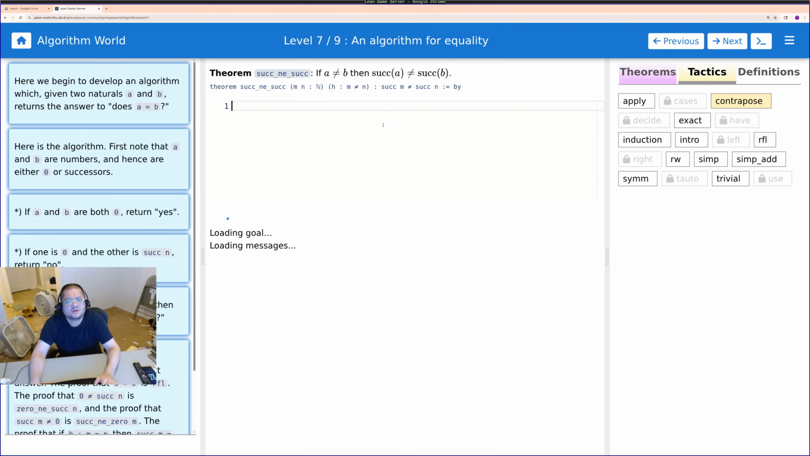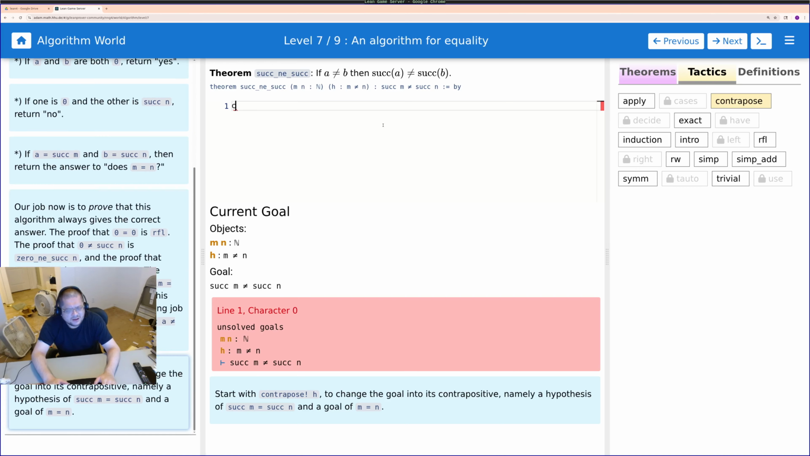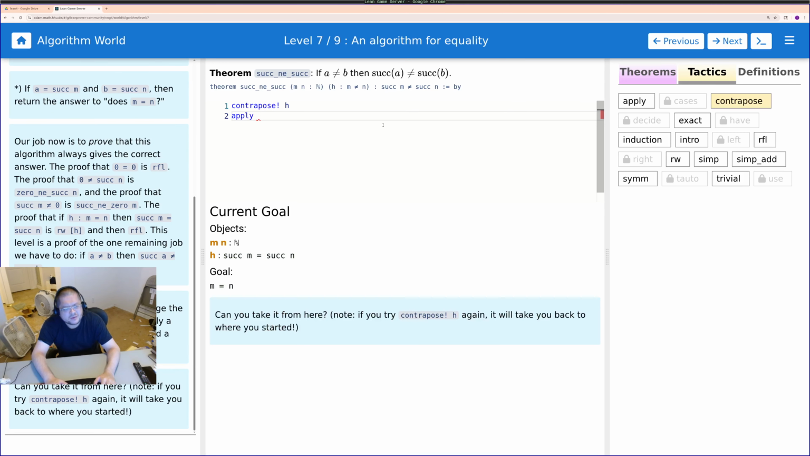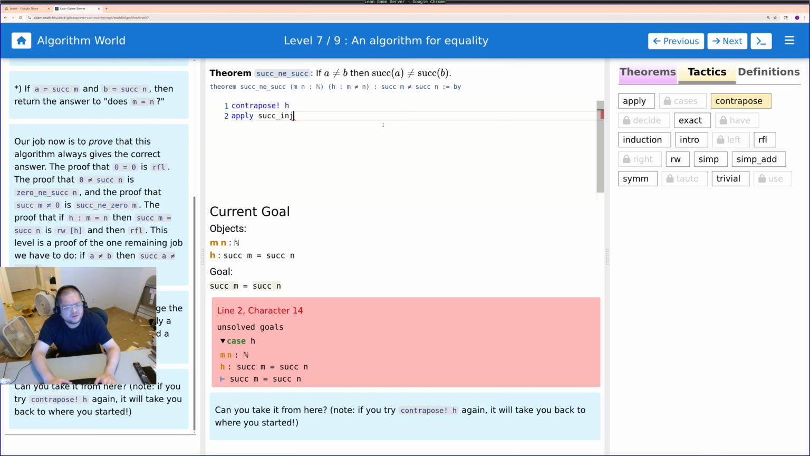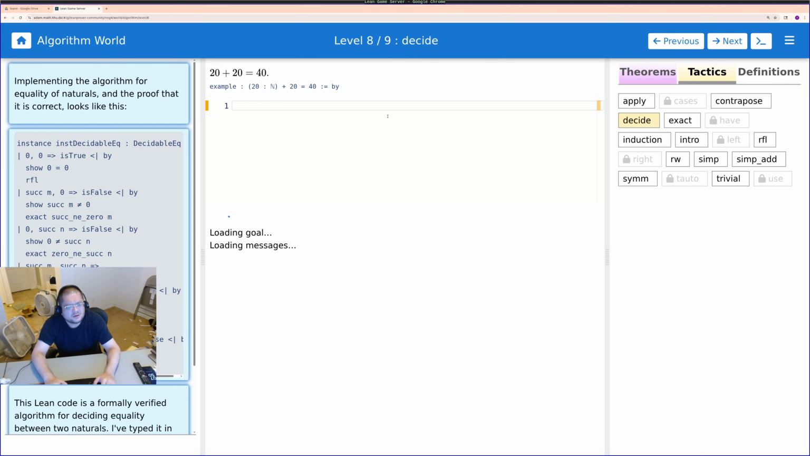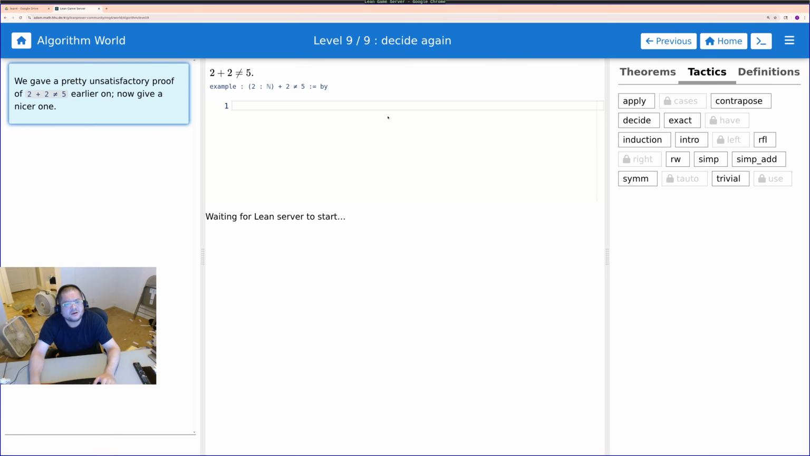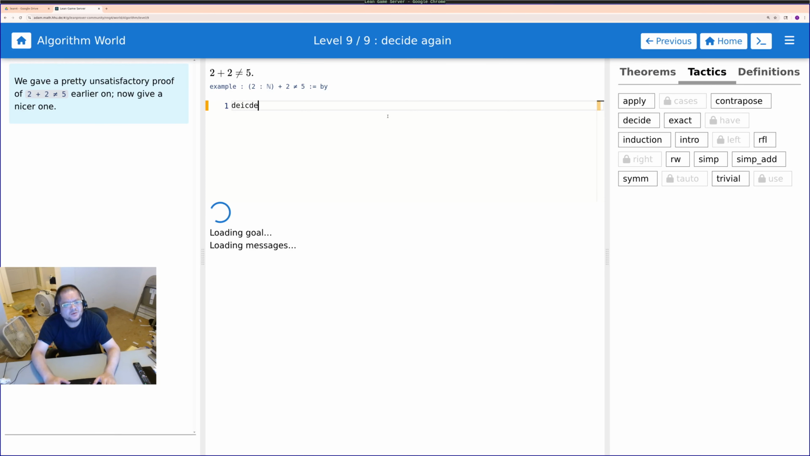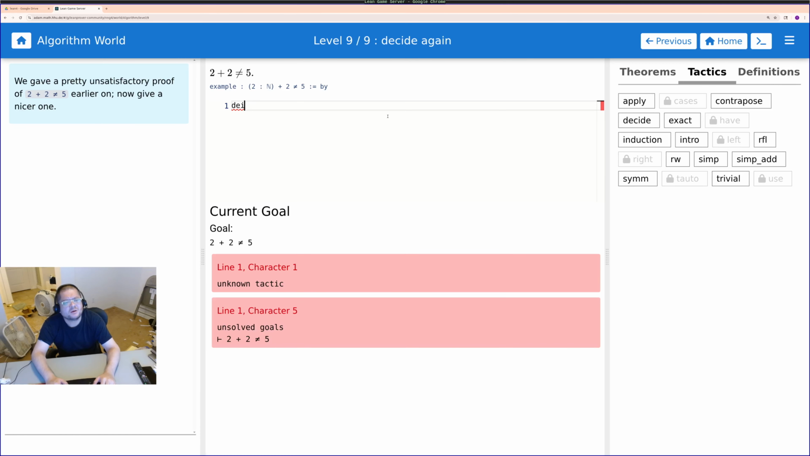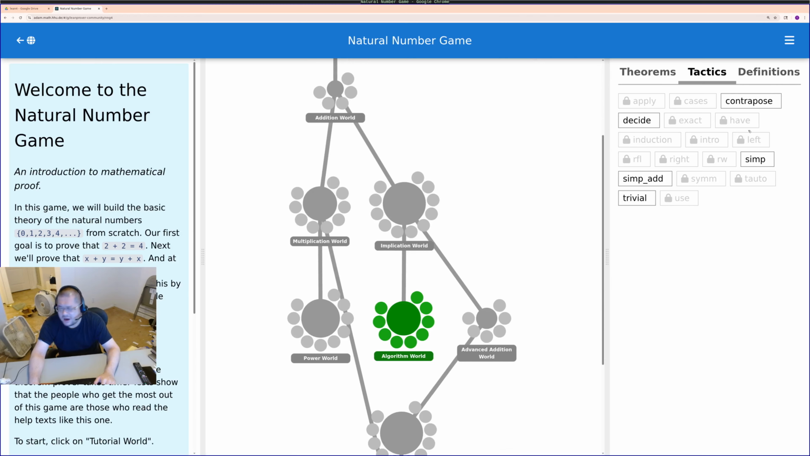Great. Now for equality. Taking the hint. I think we just do this here. We do that. Wonderful. It says use decide, so we will use decide. And this is to use decide, so we'll use decide again. 3. Okay, that finishes Algorithm World.